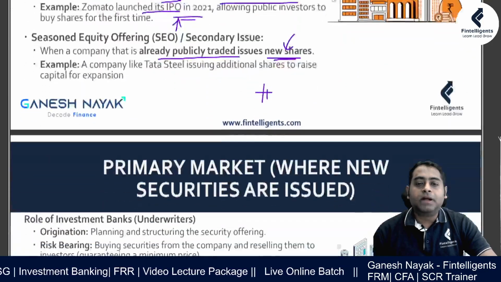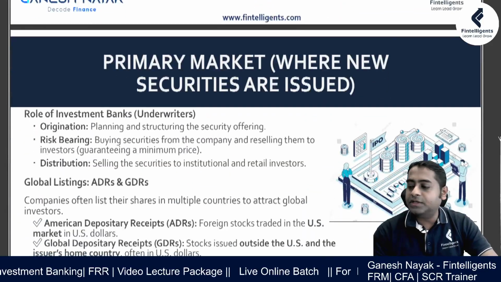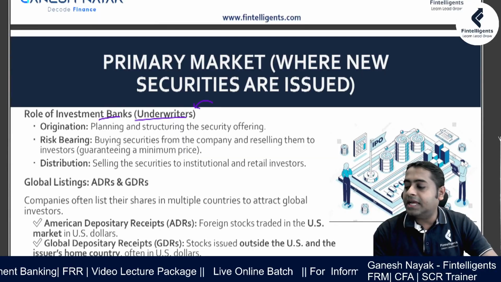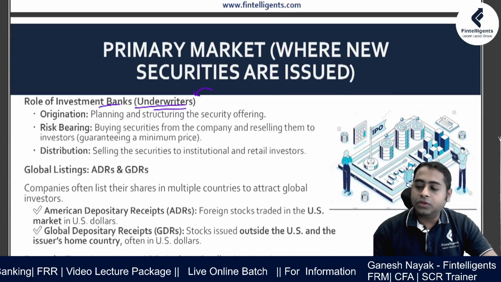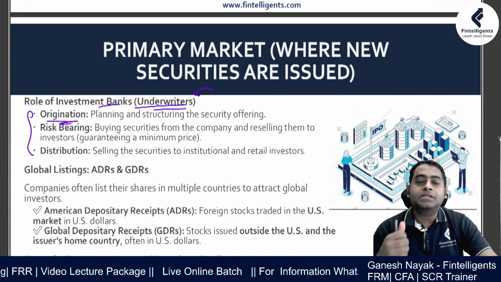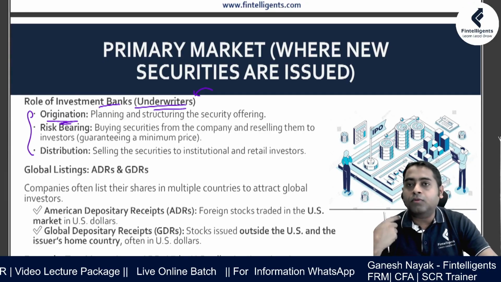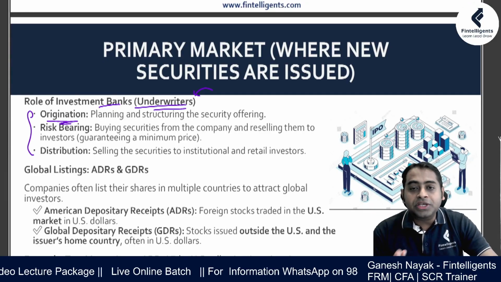Let us go to the next part, primary market. How do investment bankers help? They act as an underwriter. So they will do the origination activity. That means they will decide when you should go for an IPO, what should be the price band, and how many shares you should issue.